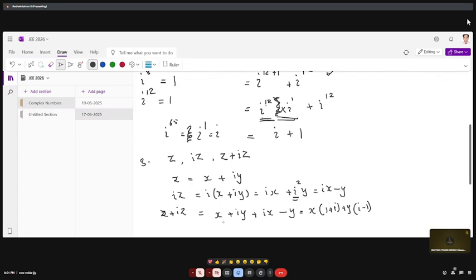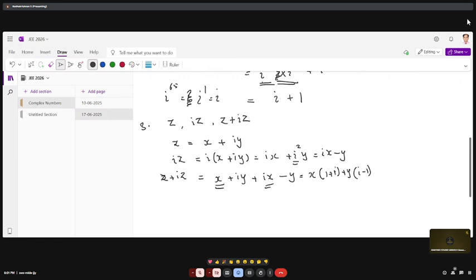I'm taking out x. There are two terms that have x, x and ix, so x into 1 plus i. Similarly, I'm taking out y from these two terms, iy and minus y, so I get y into i minus 1. Now we have the coordinates of the triangle. Sorry, x minus y.